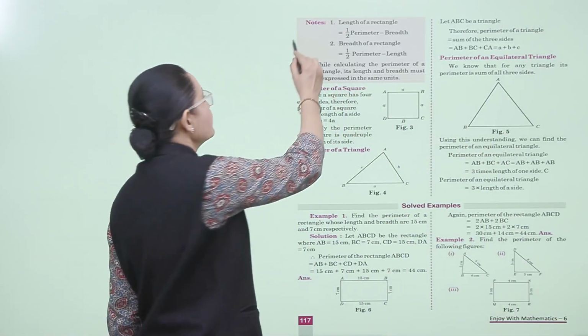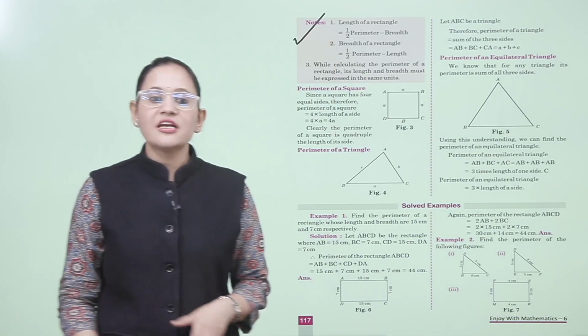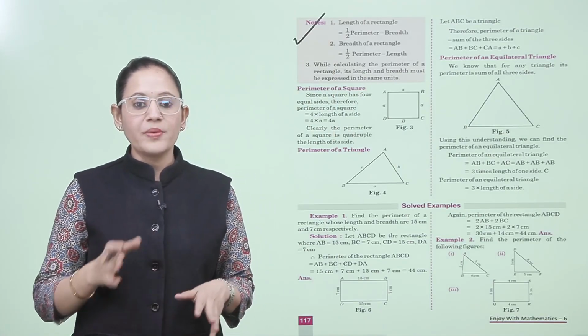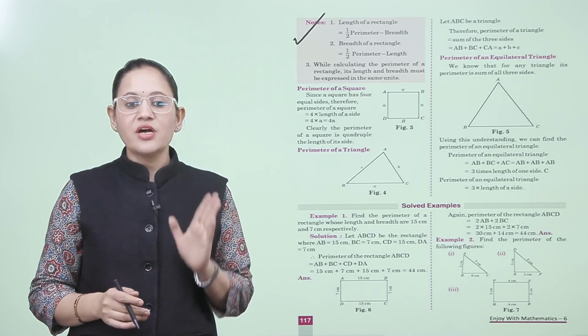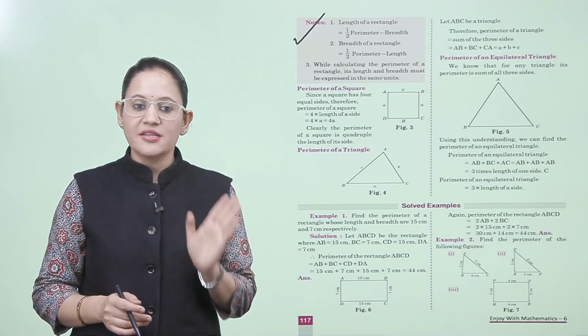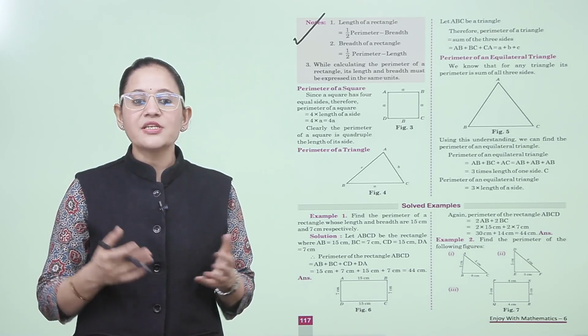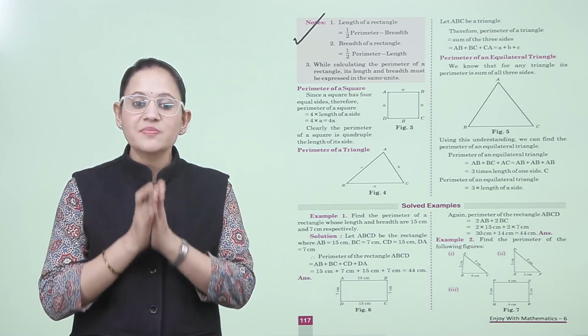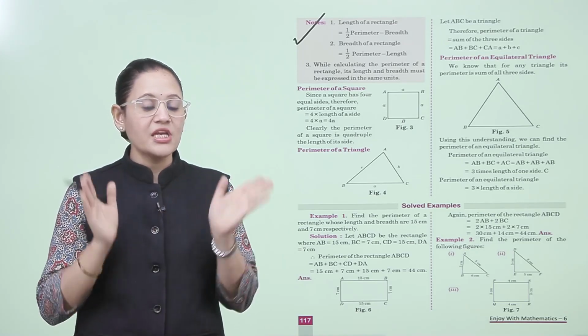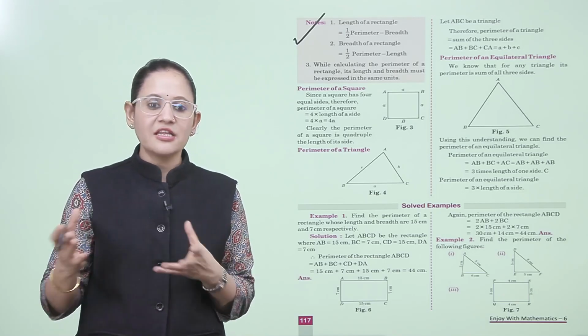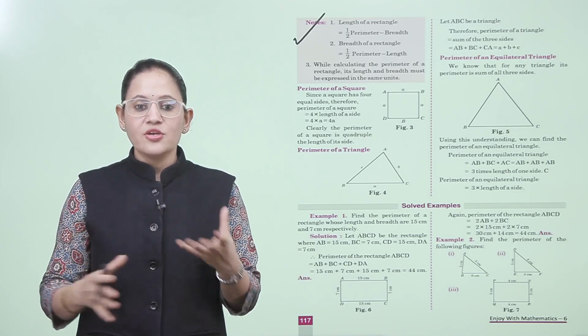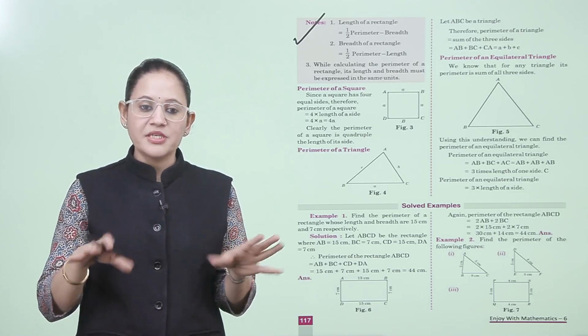Note, the length of the rectangle is equal to 1 upon 2 perimeter minus breadth, and the breadth of the rectangle is equal to 1 upon 2 perimeter minus length. While calculating the perimeter of the rectangle, its length and breadth must be expressed in the same unit. That we have to keep in mind whenever we are calculating perimeter or anything. The unit should be the same for all the measurements.